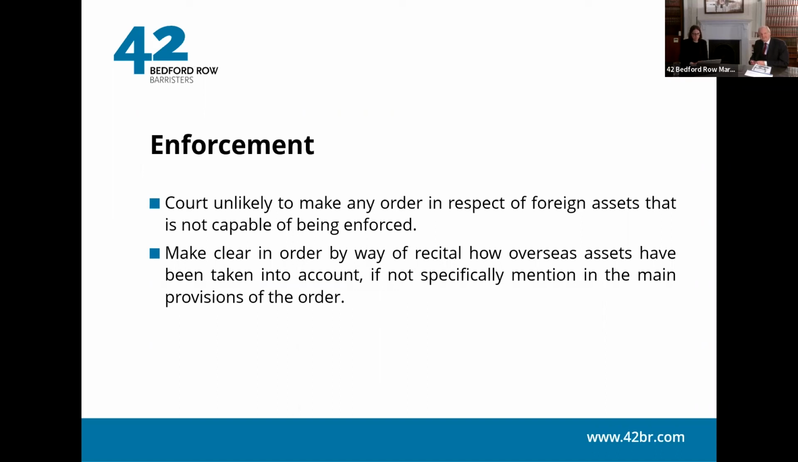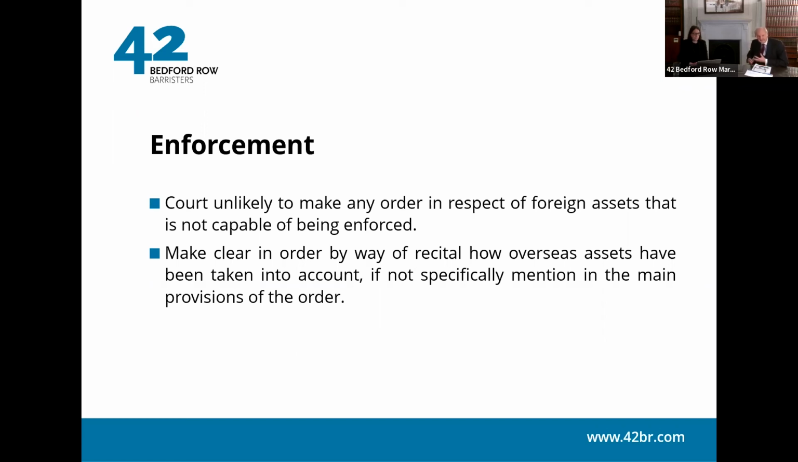And one of the things that is important is to make clear in the order by way of recital. This is if you're doing a consent order, obviously. You will have obviously put in the statements of the financial information anyway. With the consent order, overseas assets should clearly be there as well and show how they've been taken into account, if not specifically mentioned in the main provisions of the order. But the problem with this is that if you don't do that, for example, and the asset abroad has not been properly dealt with, or it's been shown how it's being taken into account, it can lead to subsequent litigation by one of the parties in that country, when the other party thought they just got a clean break order in the English courts, and that property was theirs to do with what they wanted.